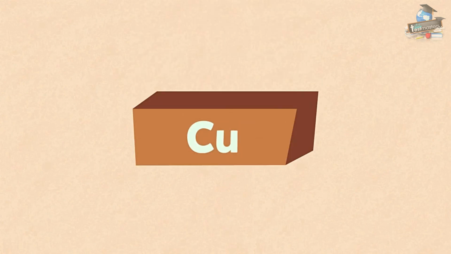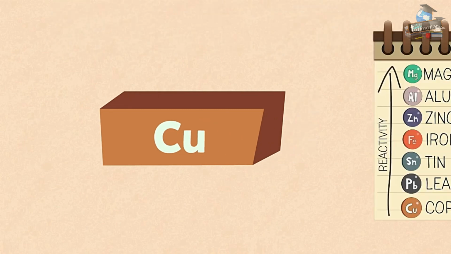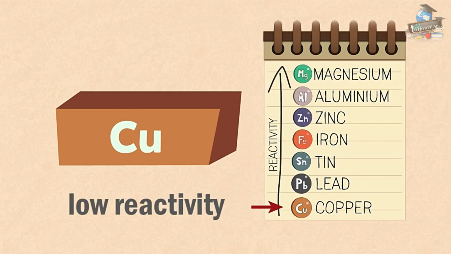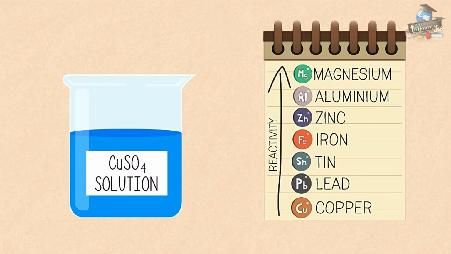The last idea we're going to consider is why copper is often obtained in displacement reactions. You may have guessed it's due to its low reactivity. For example, any dissolved copper salt, say a copper sulfate solution, will be displaced by an addition of any metal that is above copper in the reactivity series.